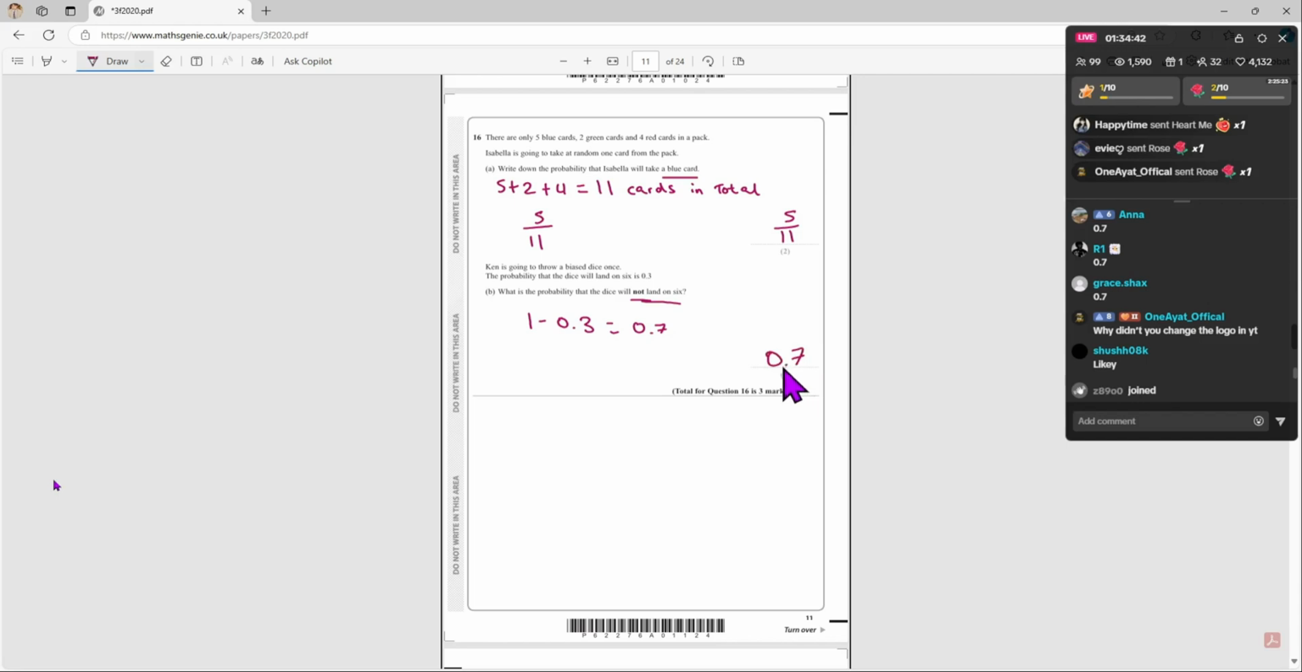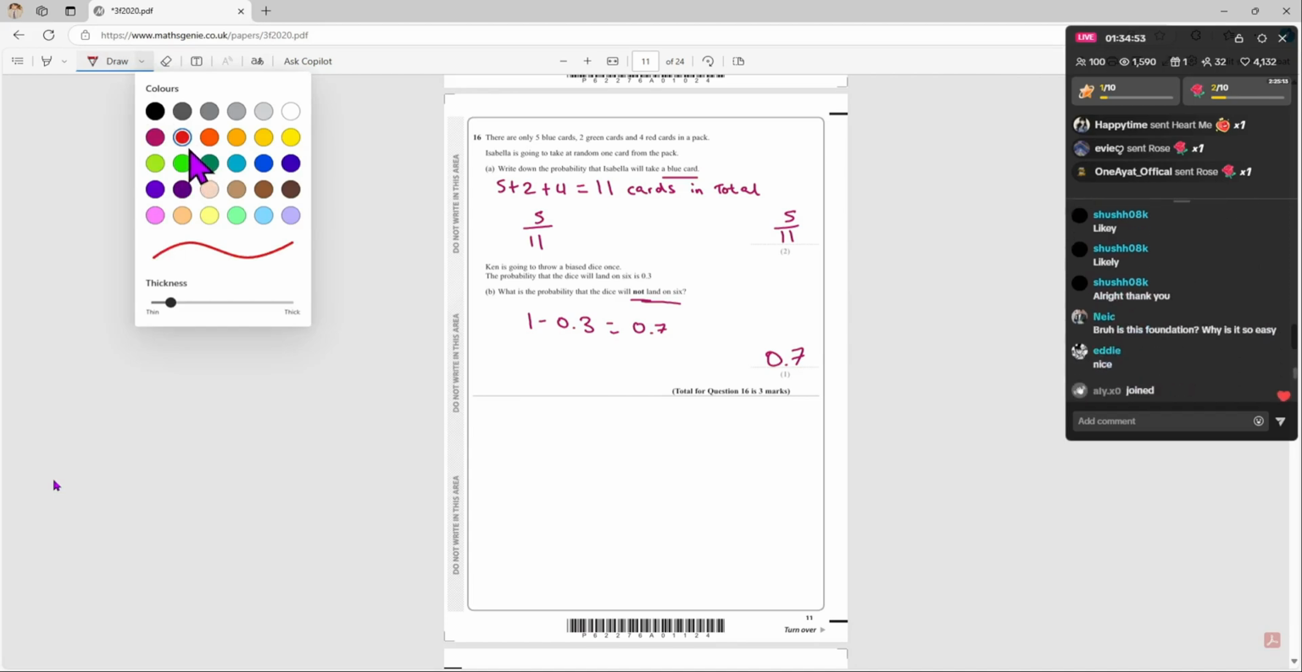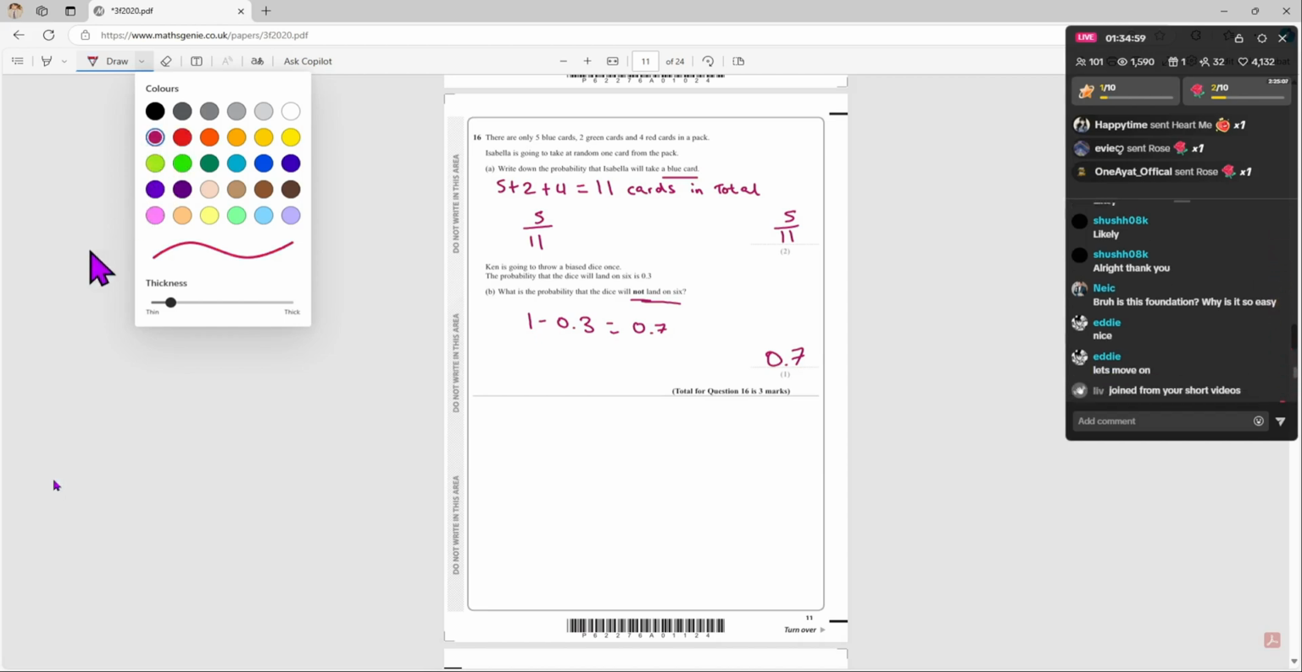So you have 0.7. This is foundation, guys. That's why it's a bit easy.